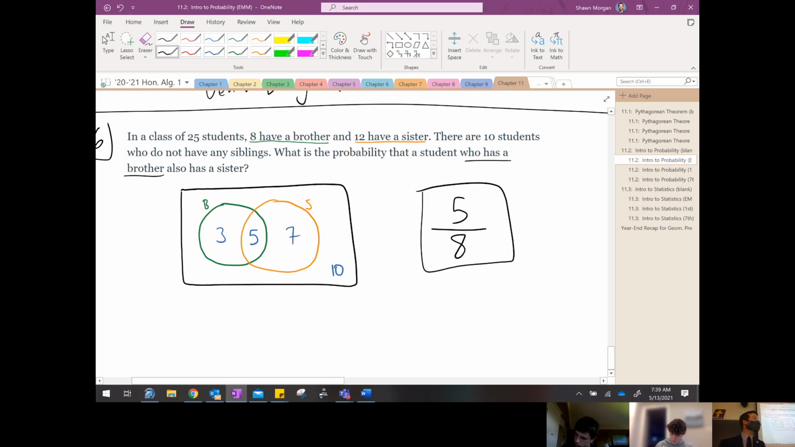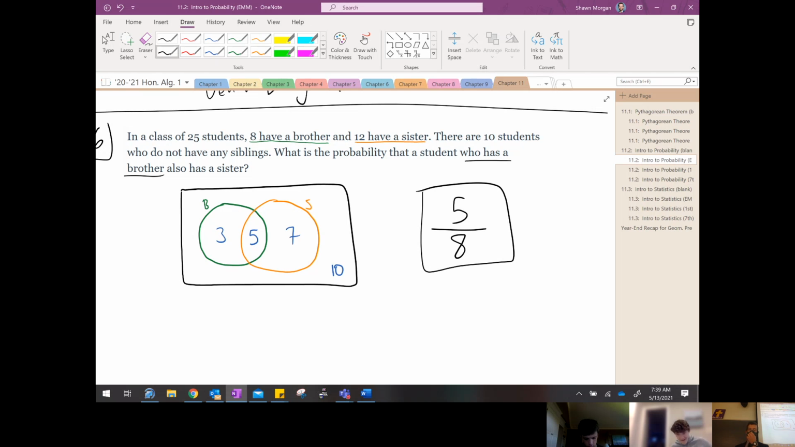So we have to be real careful about how the probability question is worded. They're not going to be trying to trick you. They're just going to be asking the question, and we don't want to read it the wrong way. This one says, what's the probability that a student who has a brother also has a sister? What if it said, what's the probability that a student who has a sister also has a brother? It'd be 5 over 12, because you ask yourself, how many kids have a sister? 12. And then how many also have a brother? 5.